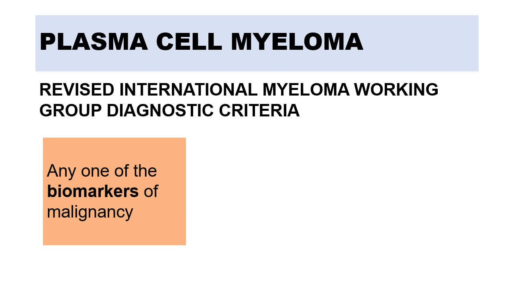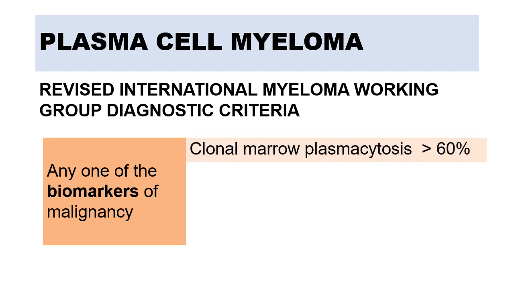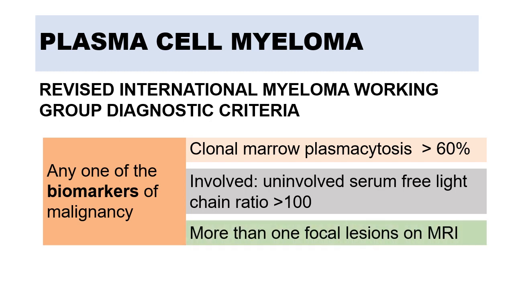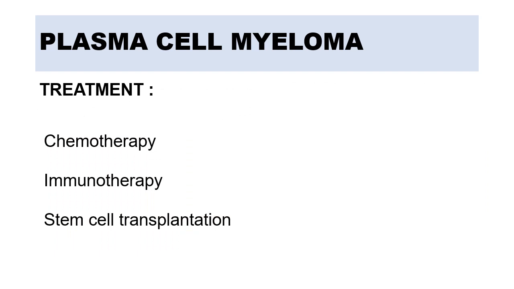The biomarkers for malignancy are clonal plasmacytosis of more than 60%, a ratio of the involved and uninvolved serum free light chains of more than 100, and presence of more than one focal lesions that are detectable only by an MRI. The treatment for plasma cell myeloma is chemotherapy regimes, immunotherapy, and stem cell transplantation.